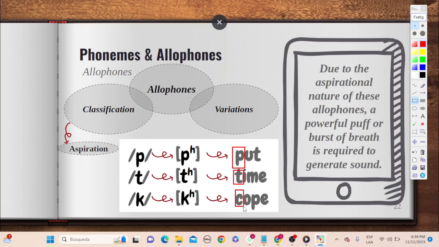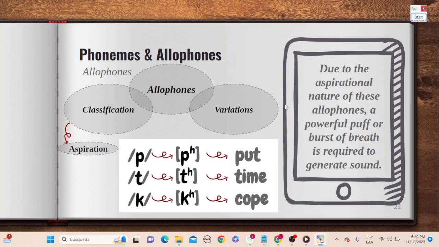And as I mentioned before, this is something that we do to put more emphasis on that consonant and also to sound more clear to the person that is listening to us, and also it's going to make it easier for the person that is paying attention to us.